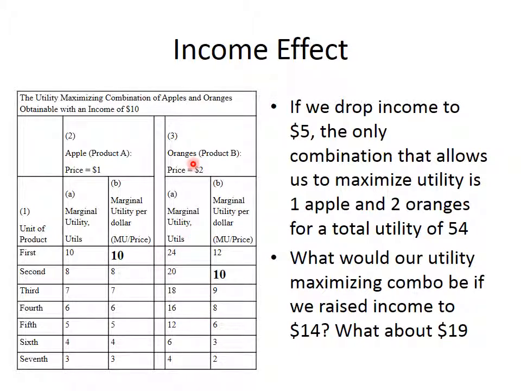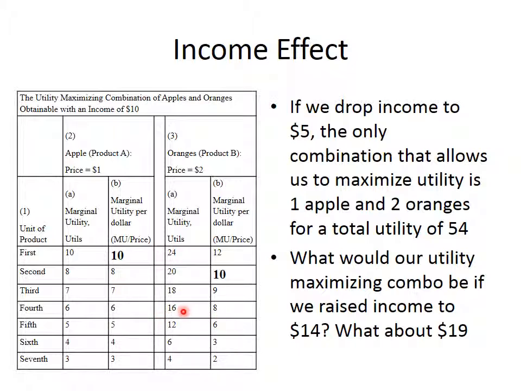Whereas with oranges, we come down here, we get 16 additional units of benefit for $2, which means that we're getting 8 units of benefit per dollar. So this was our original combination. That original combination cost us $2 for the apples, $1 a piece for 2 apples, and each of the oranges was costing us $2, and we bought 4.